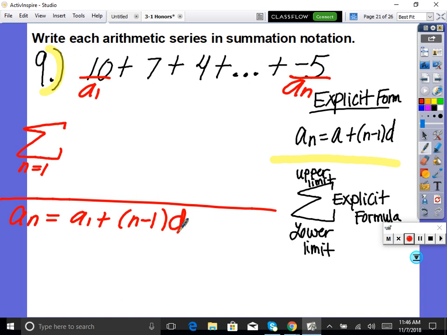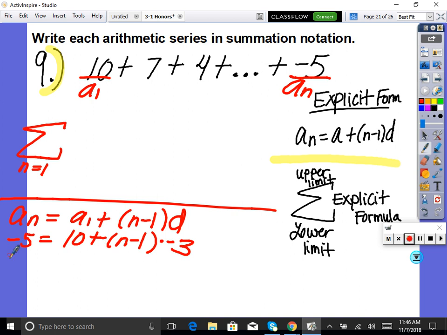in what you know. A sub n is negative 5, is equal to a sub 1, which is 10, plus n minus 1, our common difference is negative 3, people. Work backwards. 4 minus 7 is negative 3. 7 minus 10 is negative 3. Are we good? Yes. Okay, so now solve for n here.